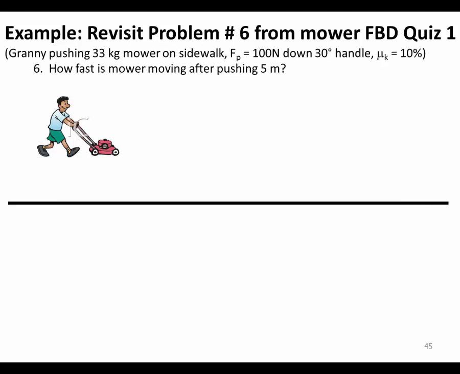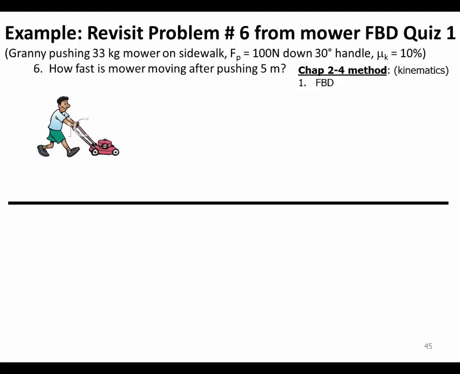So let's start by looking back at a former quiz. We had a grandmother pushing her lawnmower along a sidewalk, and she's pushing along the handle with 100 newtons of force. So we have an angled pushing force, and the displacement is to the right, so we have a horizontal displacement. This would be a good example of two vectors that are at an angle, a force and a displacement vector, that we'd like to calculate the work for. Now, the method we used to solve this problem, and we were asked to find how fast the mower is moving after pushing it for 5 meters.